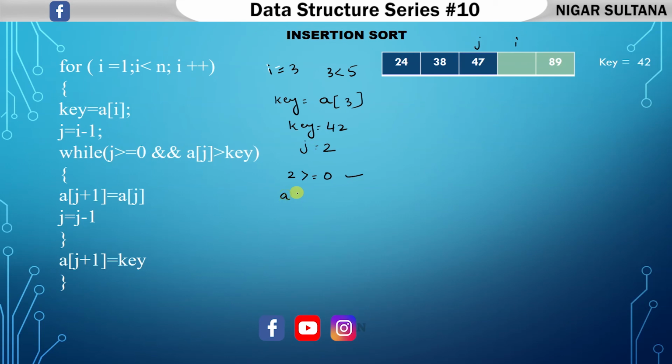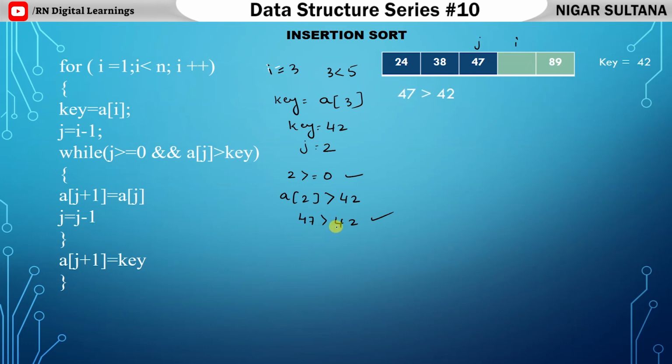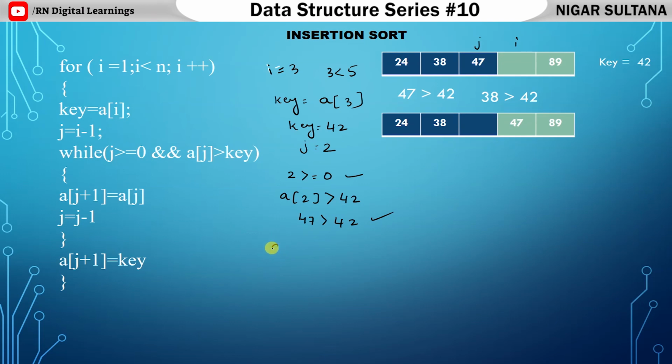A of J, that is A of 2, is greater than key. Key is 42. What is A of 2? A of 2 is 47. Is 47 greater than 42? This is true. When this is true, I must execute this statement. We have this A of J plus 1. That is, J is 2 now. 2 plus 1, 3. In the place of A of 3, I must assign A of 2.